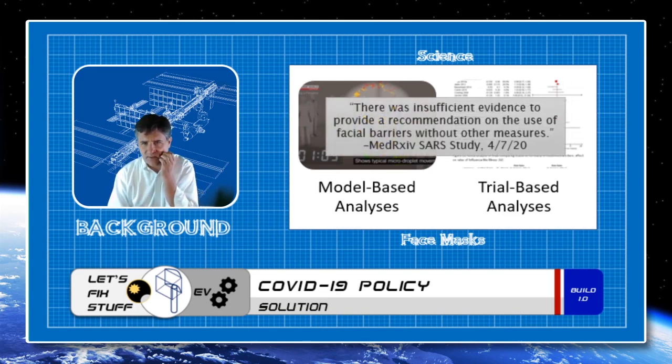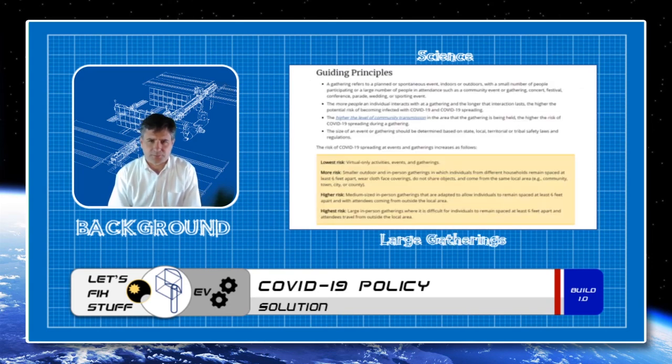Matter of fact, one of the best studies that I've seen out there comes to this very straightforward conclusion: there's insufficient evidence to provide a recommendation on the use of facial barriers without other measures. I mean, sure, there are other measures we could take. We could all go around living in a plastic bubble, but I don't think that's practical for anybody. Bottom line is, there is no conclusive evidence that face masks work or don't work. And so the idea that it's a basis of mandatory policies on the part of the government is something that should be put in question.